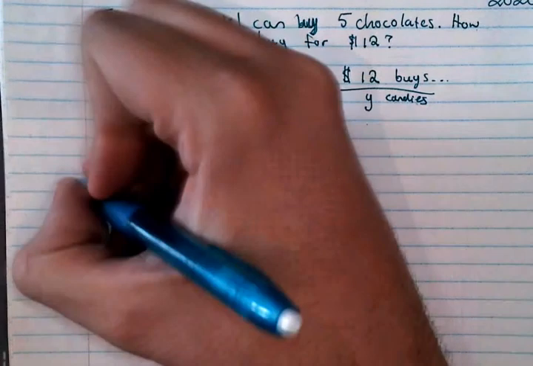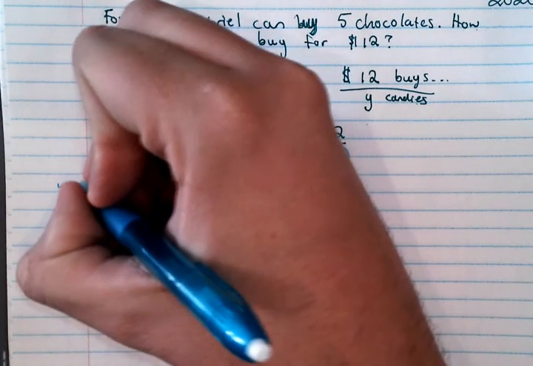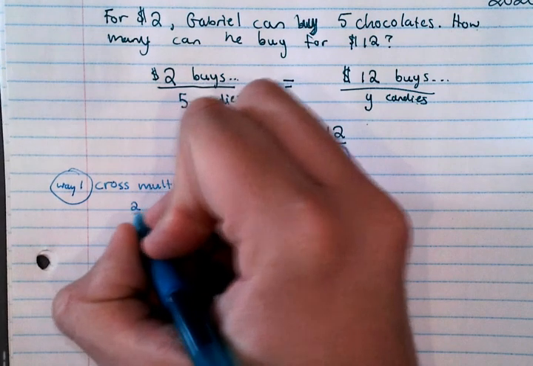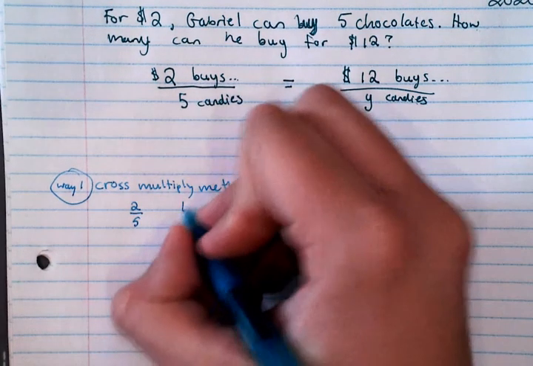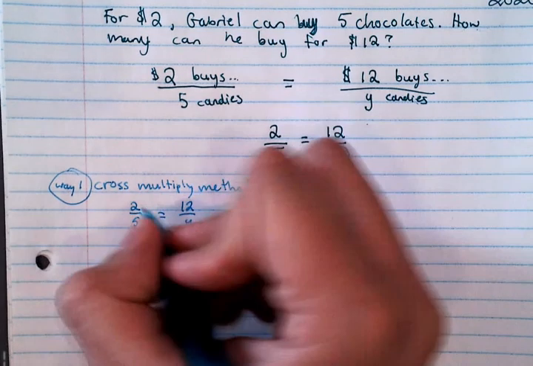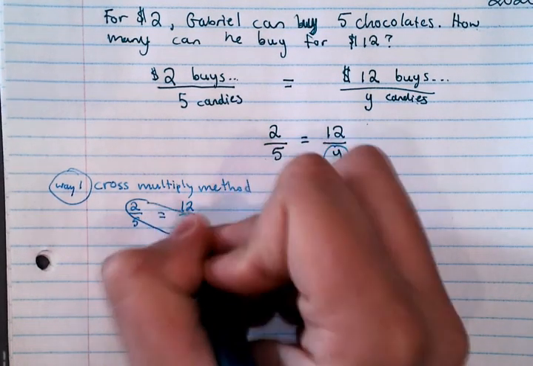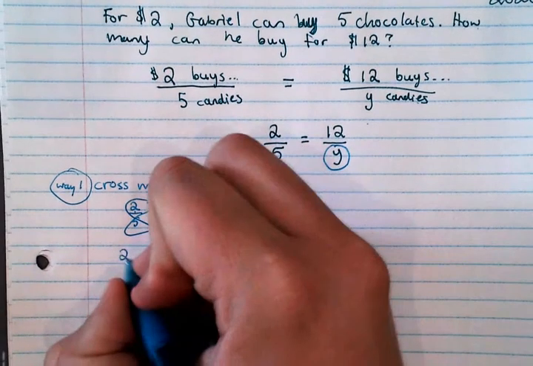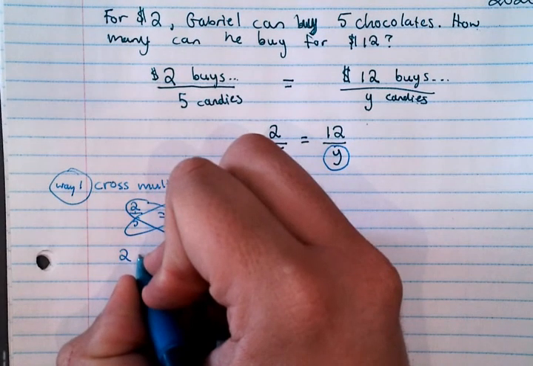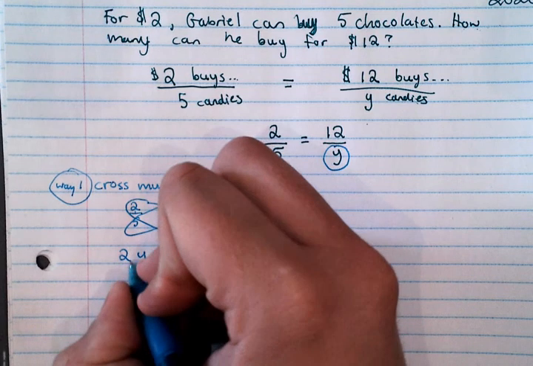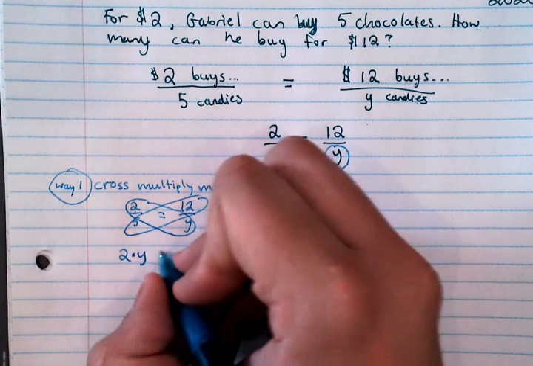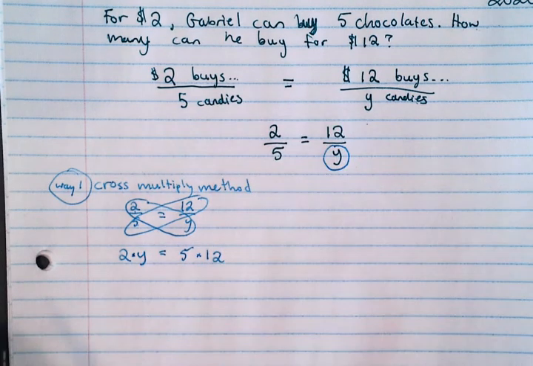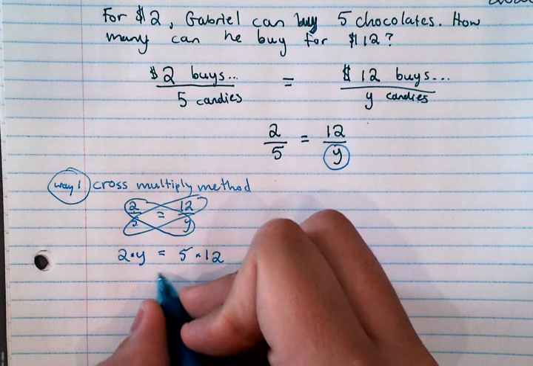I'll put way 1, the cross-multiply method. So we have 2 over 5, 12 over y. We'll put our little circles there. 2 is with y now, and if we're cross-multiplying, we have to remember that they are multiplying, so 2y, or 2 times y, equals 5 times 12. Perfect. So we can reduce that down here.